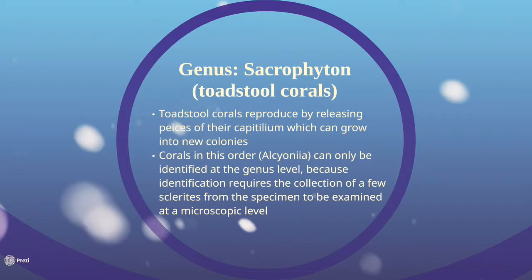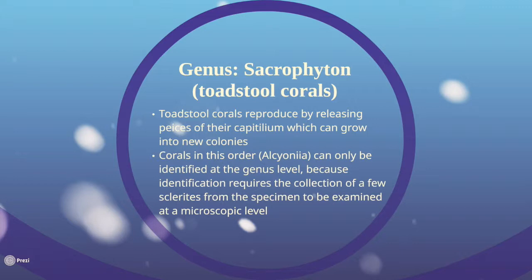Soft corals have a genus called Sarcophyton. These are known as toadstool corals, and they're named this because of the toadstool-like structure. Toadstool corals reproduce by releasing pieces of their capitulum, which can grow into new colonies. For scientists, corals in this order, which is Alcyonacea, can only be identified at the genus level.